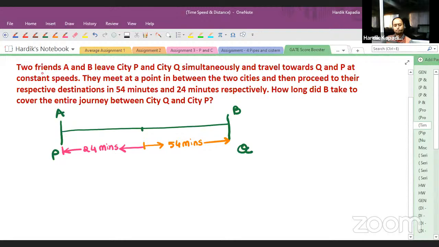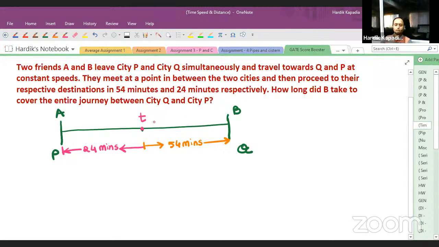Perfect. So now two friends A and B leave city P and Q simultaneously and travel towards Q and P at constant speed. So the speed of A is constant and speed of B is constant for the entire journey. They meet at a point between the two cities and then proceed to the respective destinations in 54 minutes. So after meeting, I can say they are going to meet after time T. So in time T, they'll meet each other. So the time for meeting is same for both.